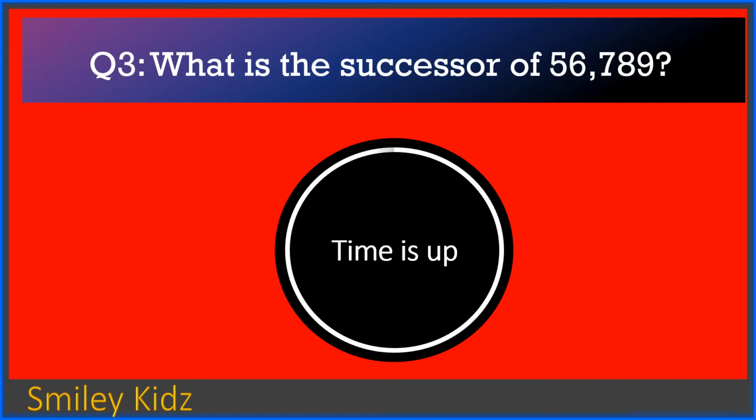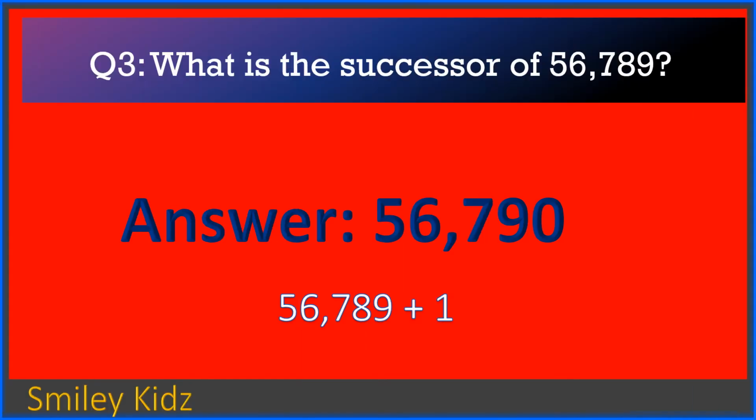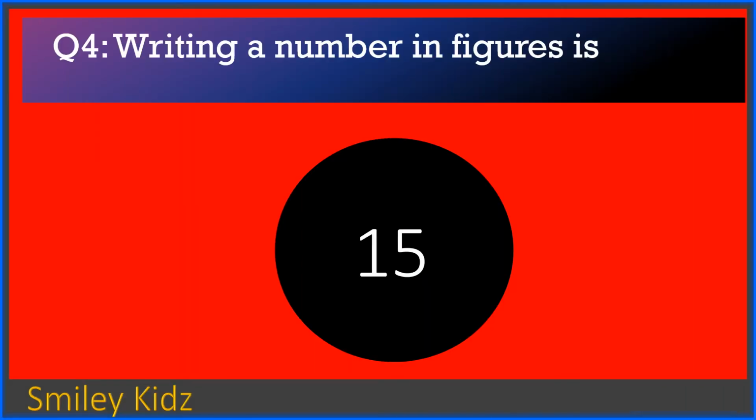Your time is up. The right answer is 56,790. Successor means adding 1 to the original number. The original number is 56,789. When we add 1, we get 56,790.